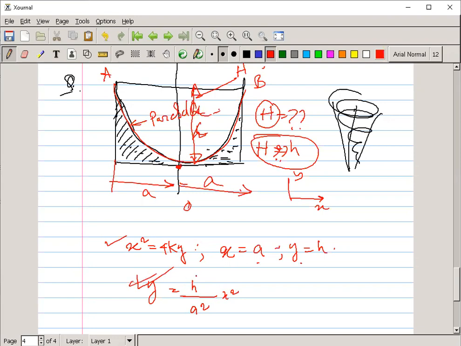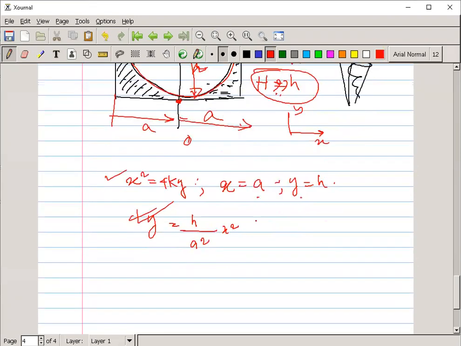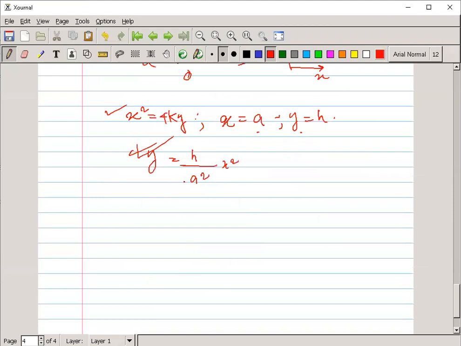Now if we exaggerate this portion a little bit, then the figure is like this. If we take only one portion, this is your h, this is your a, this is x, this is y, and take what you have to do.